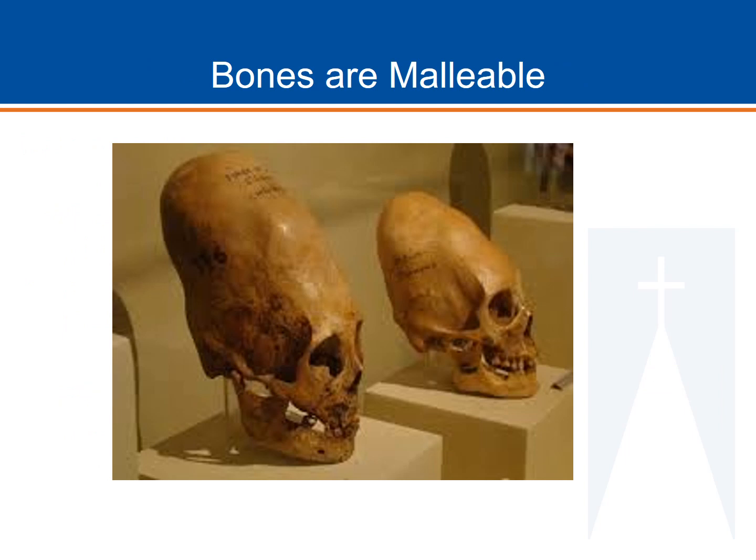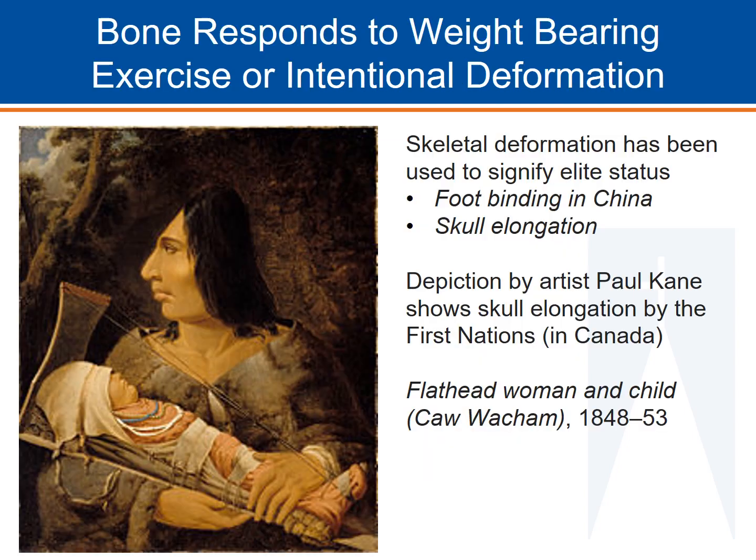You might wonder why I have a picture of two skulls in a slide on osteoporosis. Although these skulls don't represent osteoporosis, they represent the concept that bones are malleable and that they respond to pressure and weight. Human populations have been using this idea that bone responds to weight and pressure to purposely deform and remodel their own physical appearance. So bone responding to weight-bearing exercise also relates to cultural practices of intentional deformation. Skeletal deformation has been used in past populations to either signify elite status or group belonging. So here we have a picture depicted by artist Paul Kane, which shows skull elongation by the First Nations in Canada.